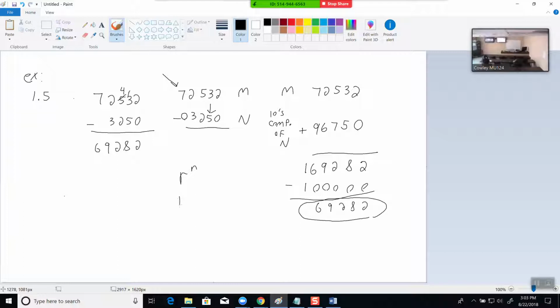Our base is 10. We had initially 5 digits, didn't we? Yes. So that's 10 to the 5, which is equal to 1 and 5 zeros, which is this right here, 1 and 5 zeros. So when your m is greater than your n, you're subtracting this at the end like that, according to our algorithm.